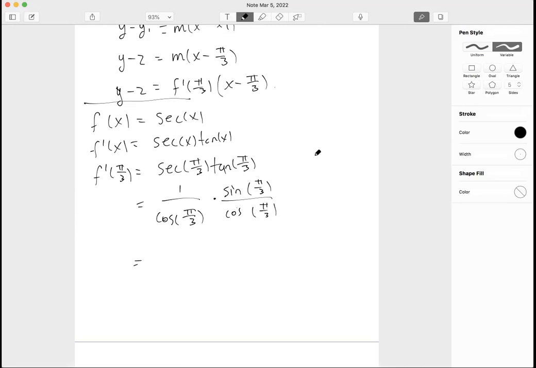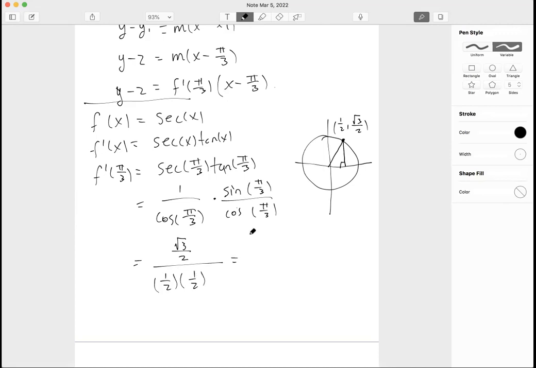Sine of pi over 3. So again, if you forget, let's draw the circle. Pi over 3 is the one up there. And this one is 1/2, radical 3 over 2. So sine is radical 3 over 2, and cosine of pi over 3 is 1/2. So you get radical 3 over 2 divided by 1/2. This is radical 3 over 2 times 2, which is radical 3, and tangent is radical 3.